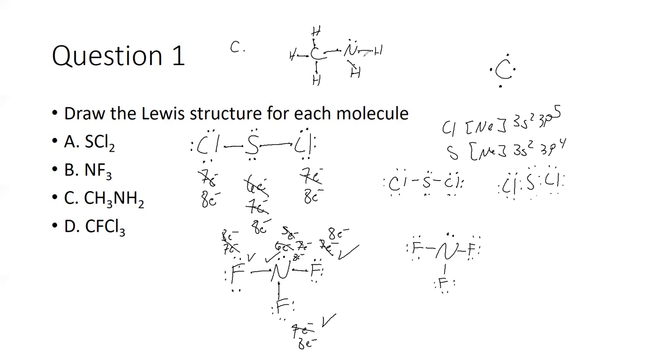I'm just going to connect all my lines. So each hydrogen has two electrons, so they're all good. This carbon has eight. And then this nitrogen has two, four, six, then left over, eight. So if I'm going to write this a little neater, well, not that much neater, but that is CH3NH2. So the last one is CFCl3. So again, I'll give you a minute or two to work on that, and then I will go over that one as well.